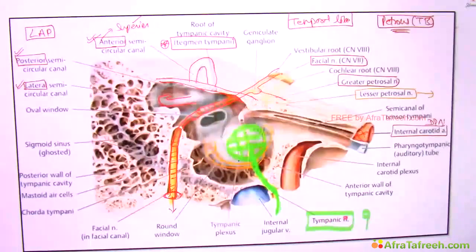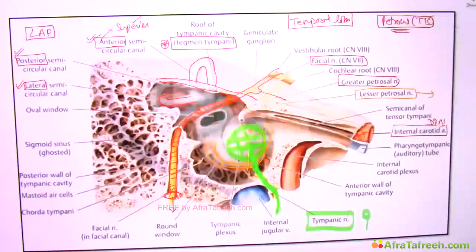Tympanic branch of glossopharyngeal is passing through the floor of the middle ear cavity to enter the middle ear cavity, forming a tympanic plexus, and that tympanic plexus is going to supply the middle ear cavity, and also the eustachian tube, and also the mastoid air cells, mastoid antrum, mastoid air cell, and also the medial surface of the tympanic membrane.